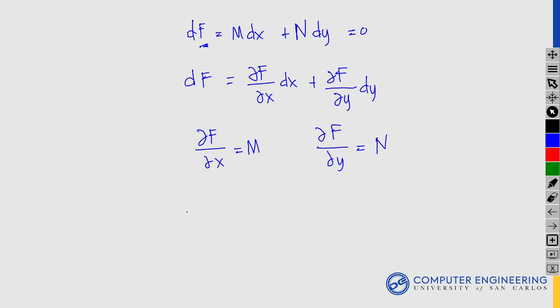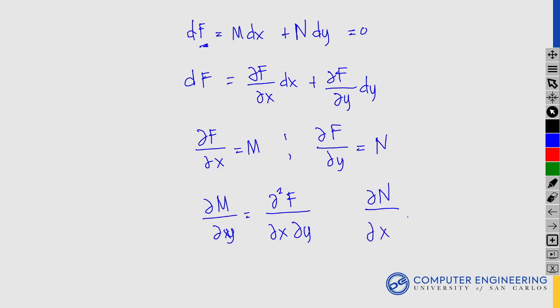Now, with these two equations, we can further show that if we take the partial derivative of M with respect to y, this will be equal to the second partial derivative of f with respect to both x and y. And if we also differentiate the other equation with respect to x, we have the partial derivative of f. Na may partial derivatives, di ba?